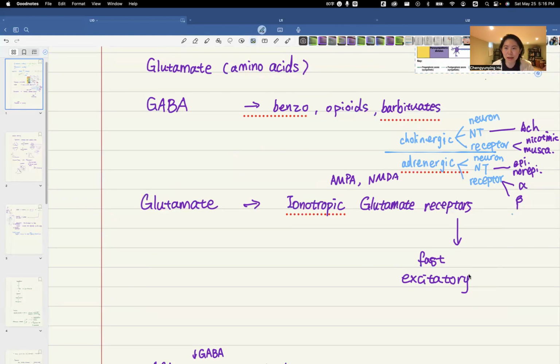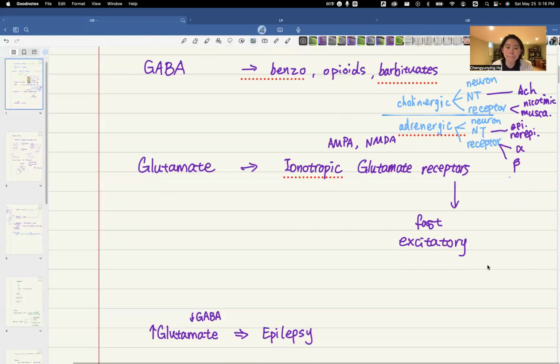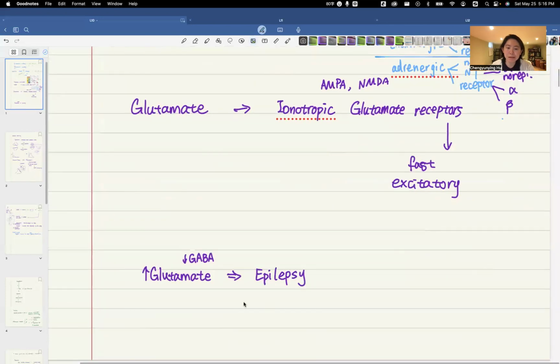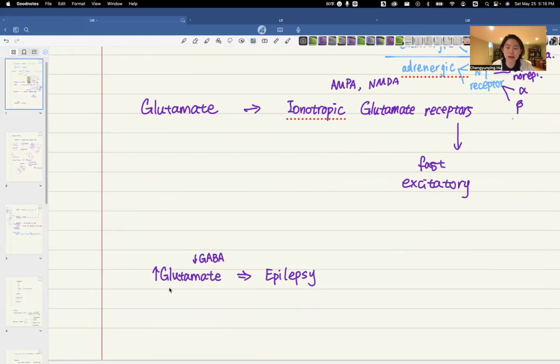So you can guess it's sodium channel. And if we have a high level of glutamate and low level of GABA, GABA is the inhibitory, it's the opposite of glutamate. It has inhibitory effect. So we have too much glutamate and low level of GABA, that will lead to epilepsy.